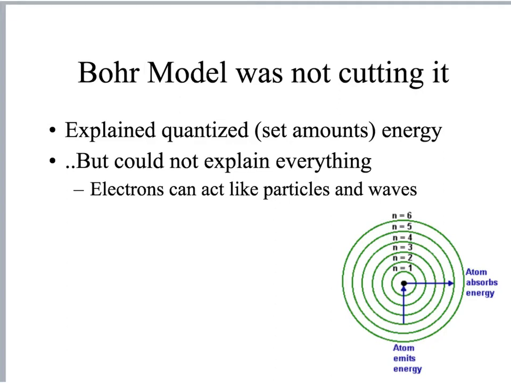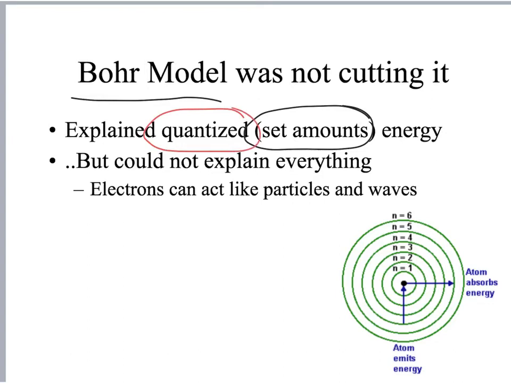So we know about the Bohr model and the idea that Bohr said that every electron has a certain set amount of energy. When we say set amount of energy, what we like to say is quantized energy. So every electron has a specific amount of energy. In fact, the more energy an electron has, the further away from the nucleus it is.